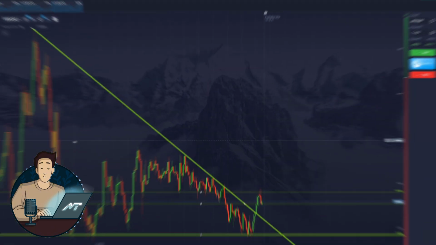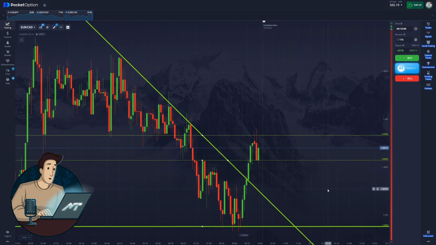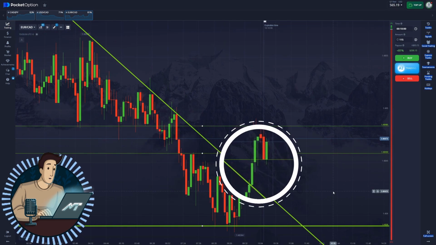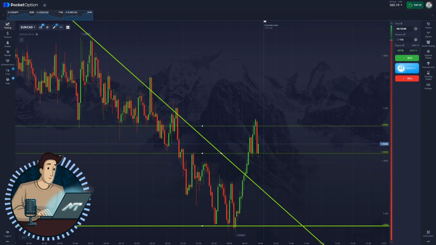Let's go! Alright, we've got a strong downtrend and a solid payout percentage. See how the price broke the trend line and moved into consolidation? This is a textbook setup for the back to trend strategy. Let me quickly remind you how it works.